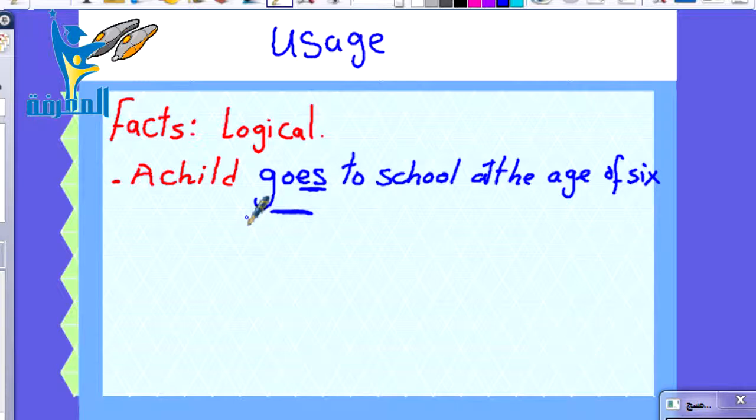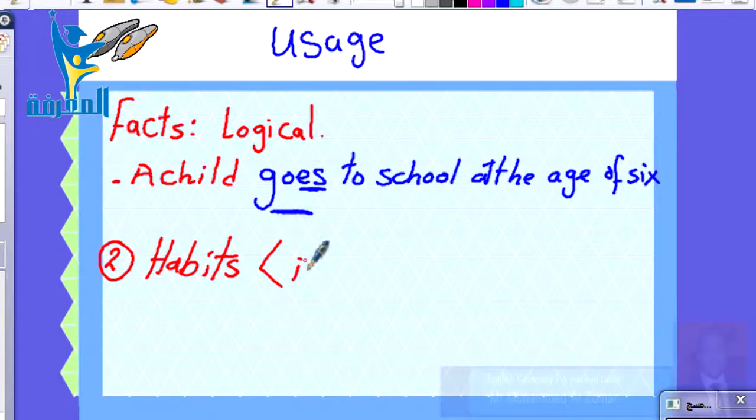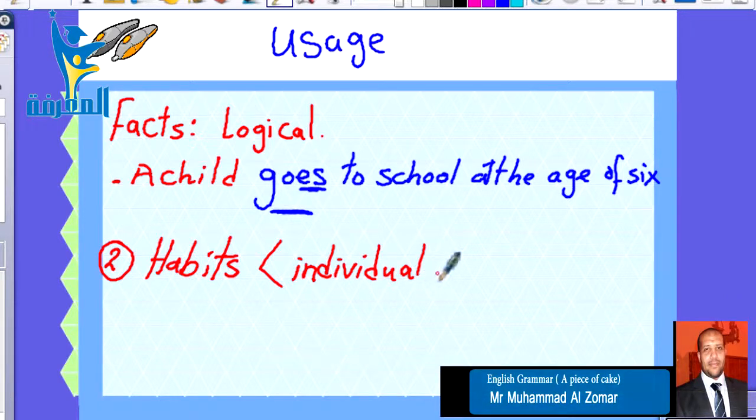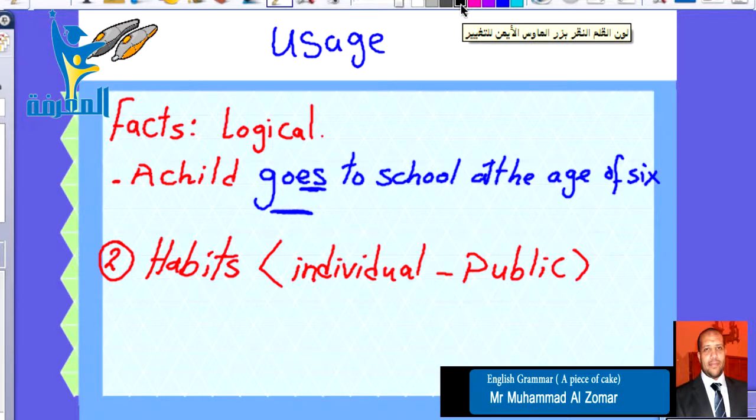That's correct. Let's go to another point for using the present simple tense. The second point will be habits. If we are talking about habits, we have two different kinds of habits: individual habits and public ones. Let's give you some examples about individual habits and public ones. For individual habits, Mr.